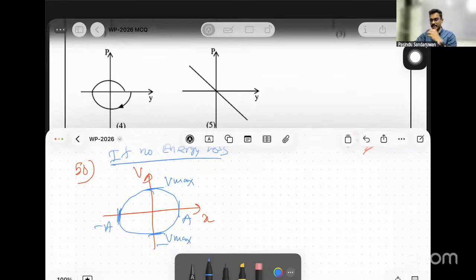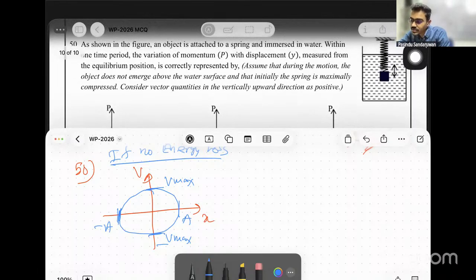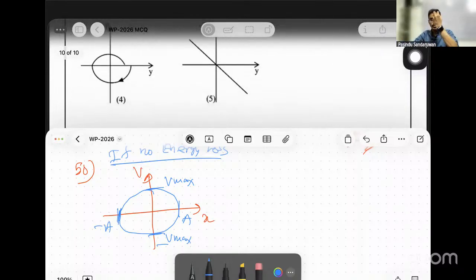Now momentum is mv, no? If mass is unchanged, then mv also has the same shape. But most importantly, in this question, there's a damping. Energy is lost. The pendulum or the spring is in water, not in air. Water has a damping.